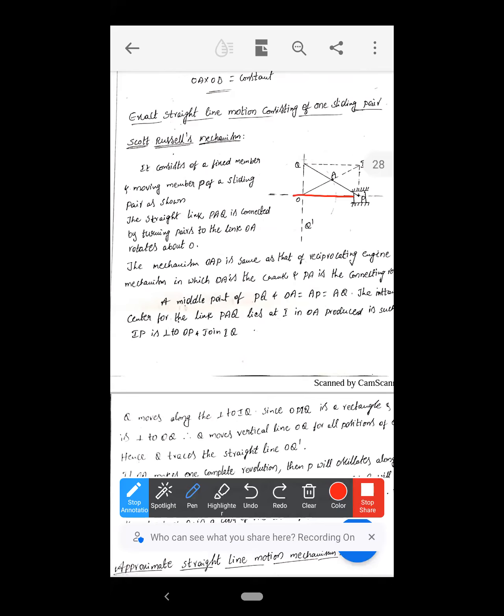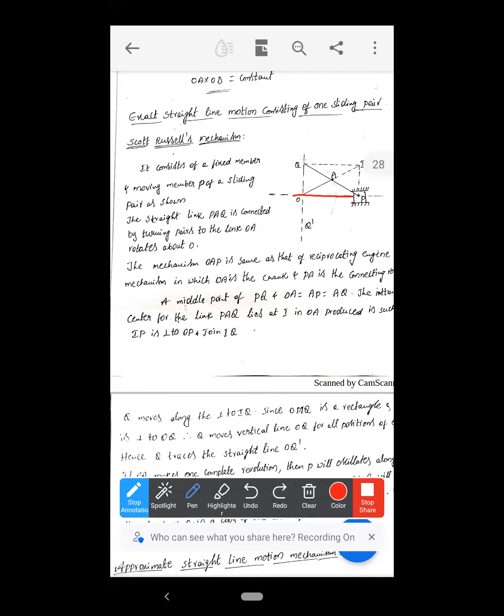How do we get our particular mechanism? That is the Scott-Russell mechanism. It also seems to be our slider crank chain mechanism or reciprocating engine mechanism. OA is acting as the crank and AP is acting as the connecting rod. When the crank makes revolutions, the connecting rod transfers the motion to our slider. The slider moves in the horizontal direction.